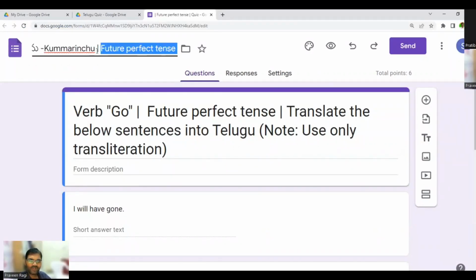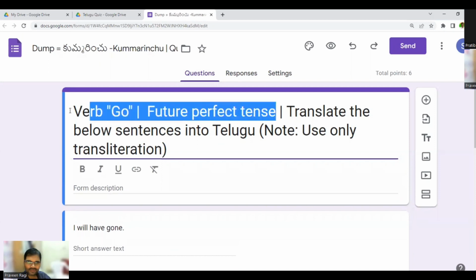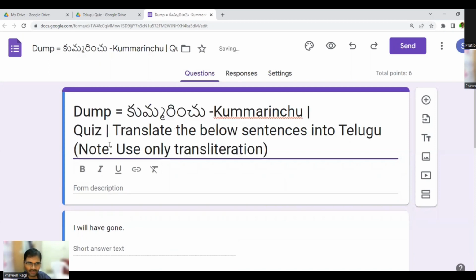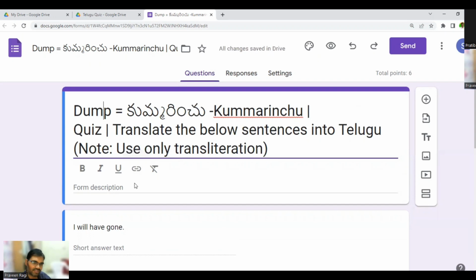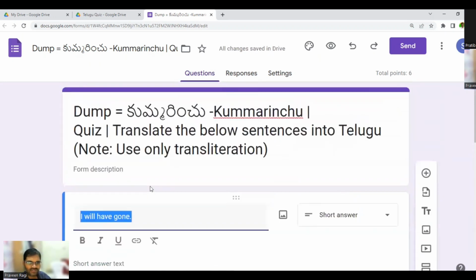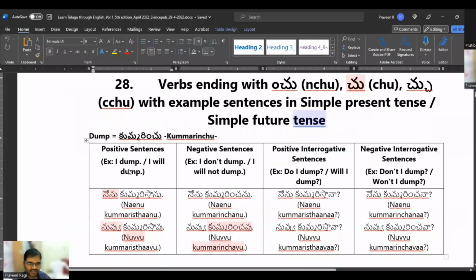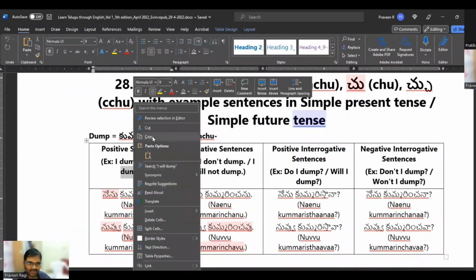This one I will not mention any tense, because it is all tenses. Anyway, we are going to write the sentence format, so it is understandable. Let me copy this one. Using this word, we'll make some sentences. The first sentence can be like this: I will dump.